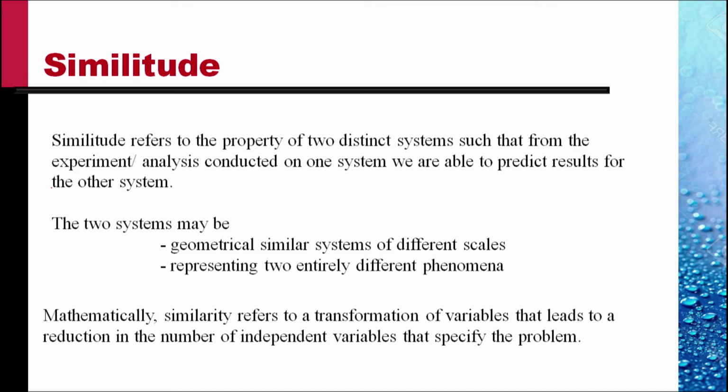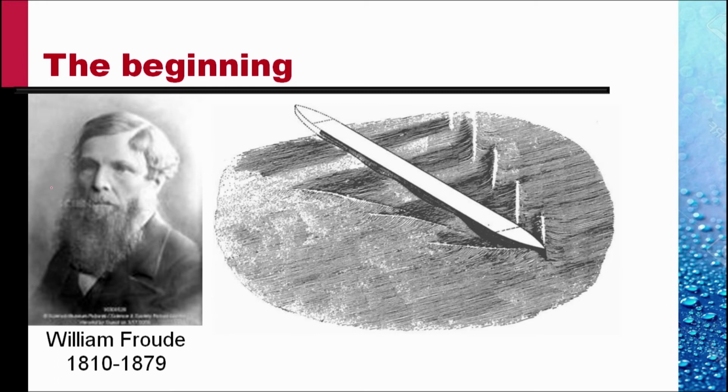The 2 systems may be geometrically similar systems on different scales, or they may represent 2 entirely different phenomena. Mathematically, similarity refers to a transformation of variables that leads to a reduction in the number of independent variables that specify the problem. The beginning of the similitude is credited largely to William Froude, a British Admiralty officer who was charged with designing ships with low resistance.